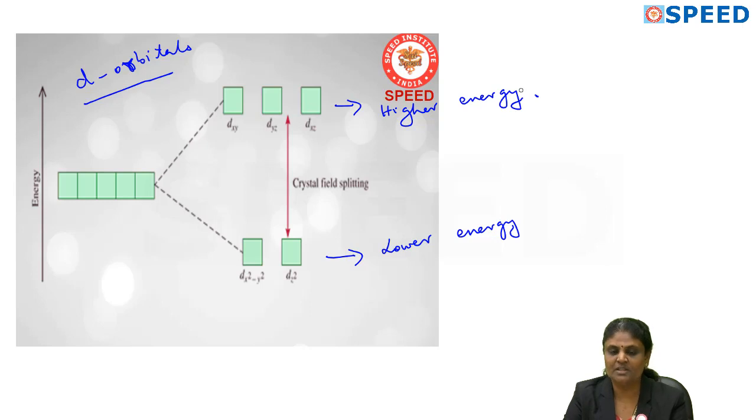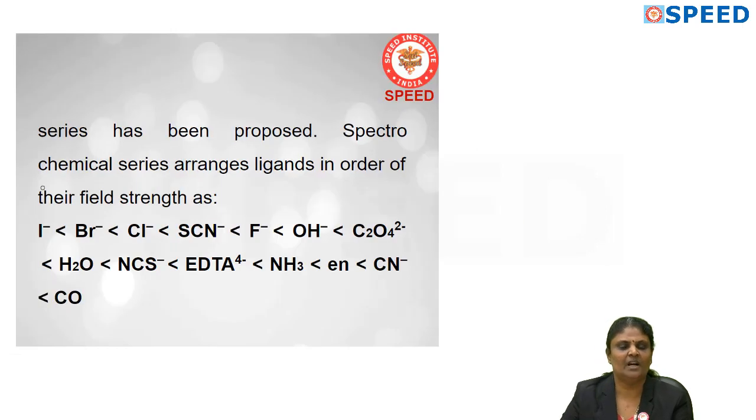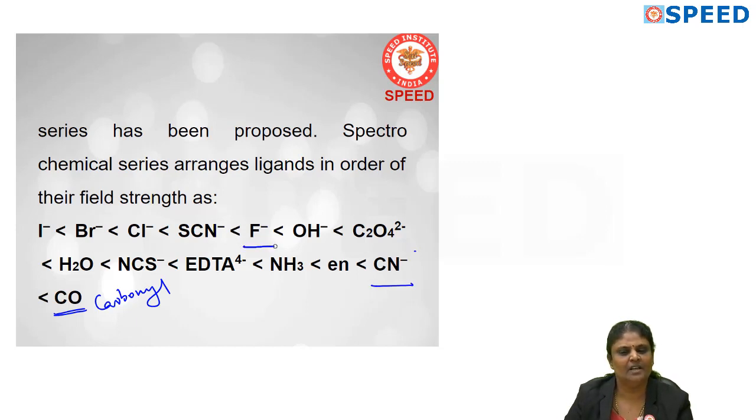Based on this, you have to arrange the ligands in order like this. Here the last one is CO, the carbonyl ligand, and this is cyanide in your question paper. So cyanide, then F minus, and then SCN minus are given. You write the order, and the 4th option is the correct one.